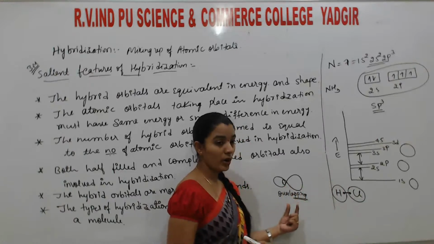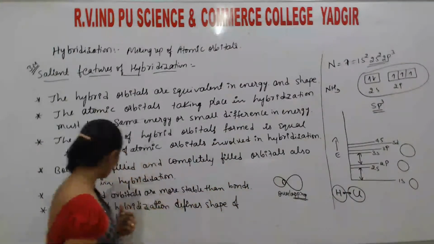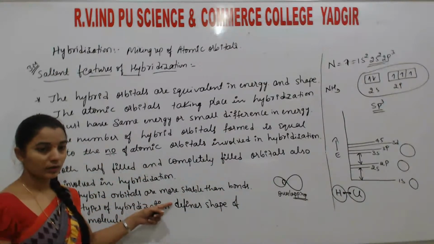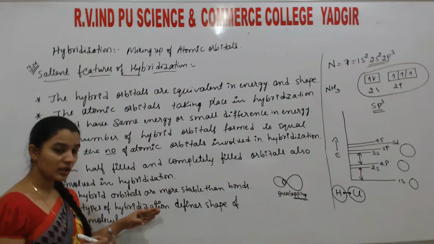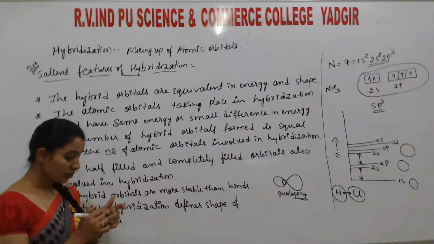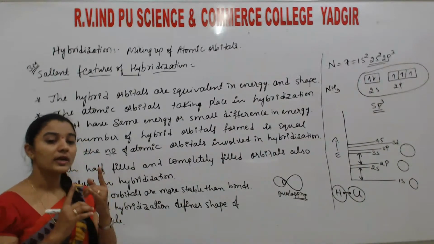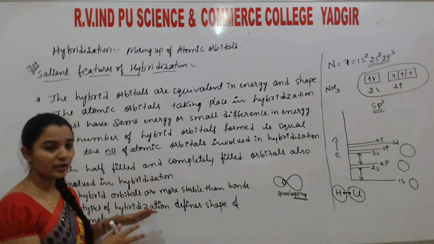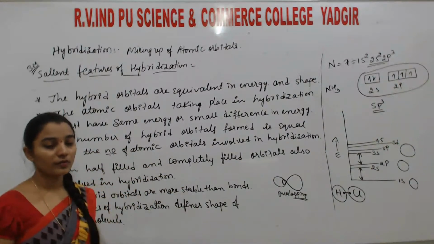So compared to bonds, the hybrid orbitals are more what is it? Stable. Okay, compared to bonds, the hybridizations are stable. So why is this theory introduced, you know? Because the valence bond theory tells about the formation of a sigma bond and a pi bond. But it explains stability. Of course, it said sigma bond is the stronger bond, pi bond is the weaker bond.